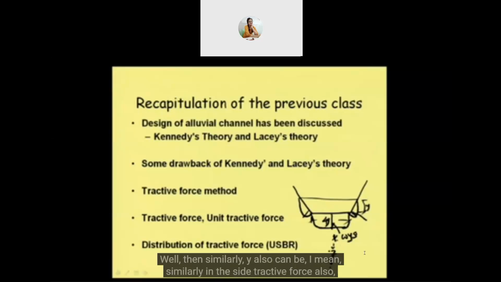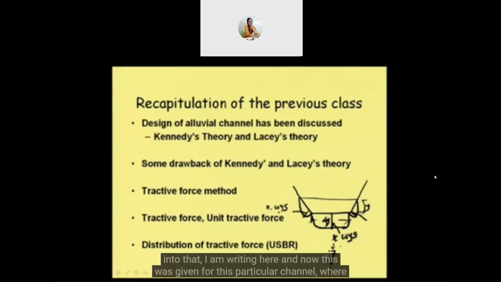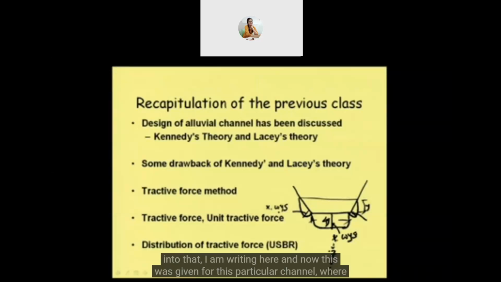Well, then similarly y also can be, similarly in the side tractive force also this can be expressed as WYS, and similarly here also a product will be coming, so x into that I am writing here. And now this was given for this particular channel where width of the channel is 4 times the depth of the channel, and we did discuss what the value of x there, and then this slope, okay, my diagram is not proper, but the slope is, say if it is 1, this is 1.5 for that sort of side slope.